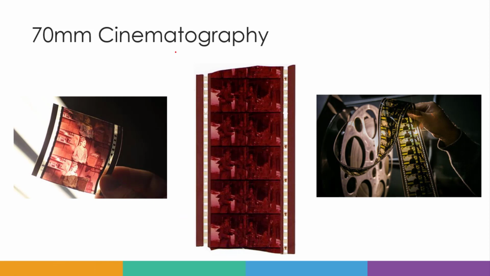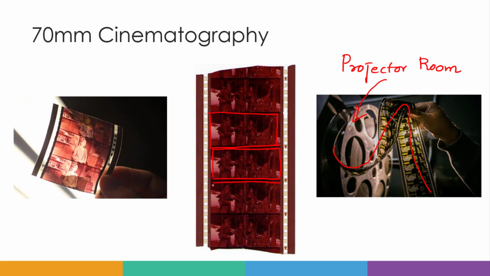So that was the basic idea of 70 mm cinematography. In 70 mm cinematography, in all the theaters there will be a projector room. This is the projector room, and in the projector room you can see that a wheel is running, and on this wheel there are film rolls, and these film rolls contain many pictures of a particular scene, and when these pictures or images move in front of the eyes very fast, we get the feeling of a movie. That's how we watched movies in theaters in olden days.